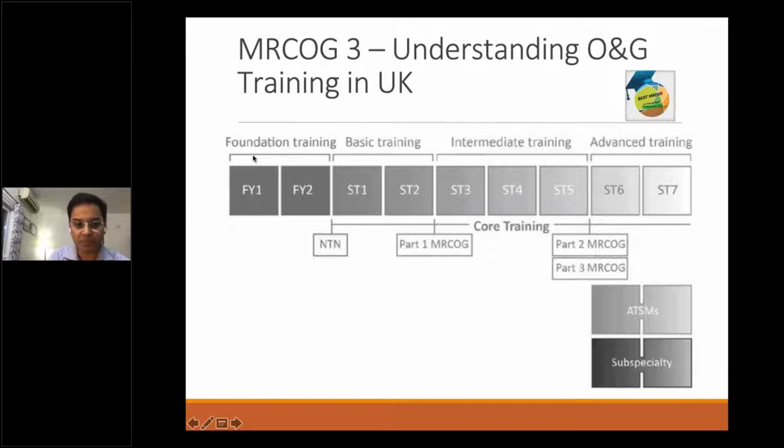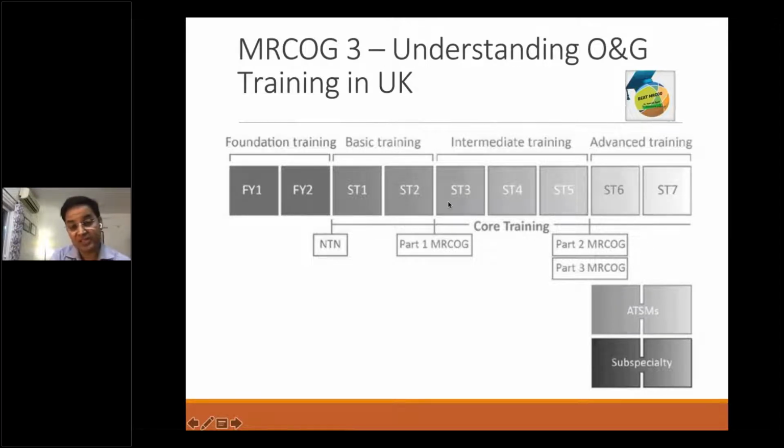So over here, we have 1 year of internship. They have 2 years of foundation course. After that, they apply for the specialty they want to get in. And if they get into the specialty of OBG, as you can see, the OBG training totally is 7 years long. It is divided into 3 parts: 2 years of basic training, 3 years of intermediate training, and 2 years of advanced training.